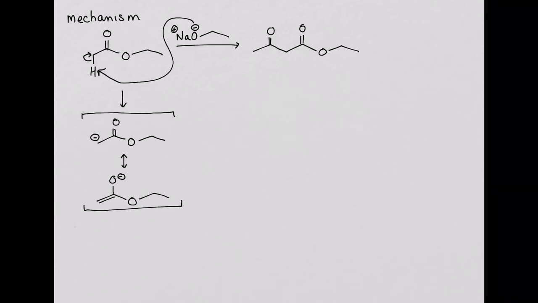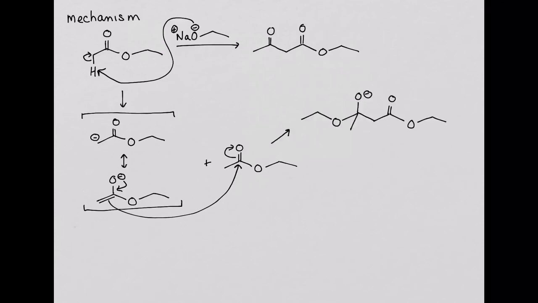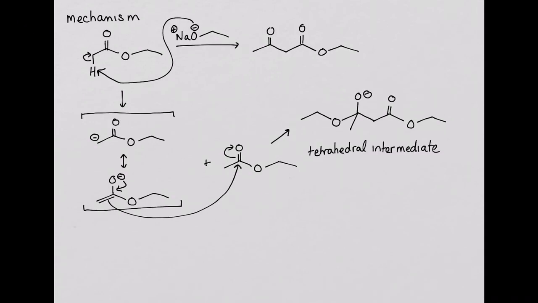The enolate then reacts with another molecule of ester. The nucleophilic enolate attacks the carbonyl carbon of the additional molecule of ester. This produces a tetrahedral intermediate. In this case, the left-hand portion of the tetrahedral intermediate came from the ester that acted as the electrophile, and the right-hand portion came from the ester that acted as the nucleophile, the enolate.